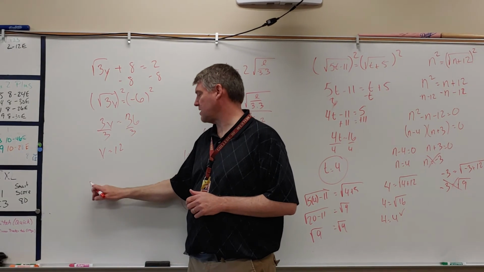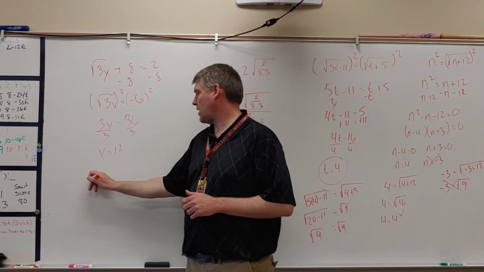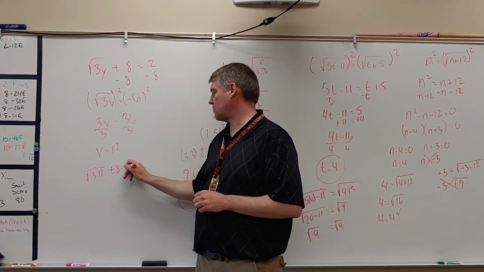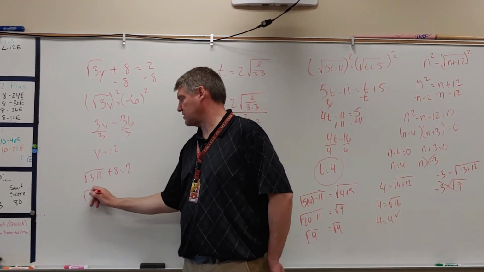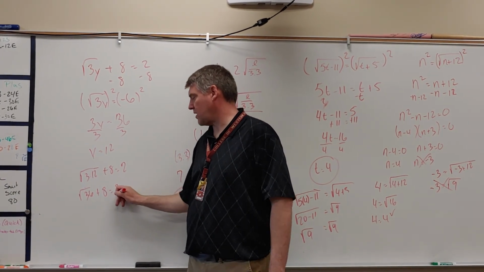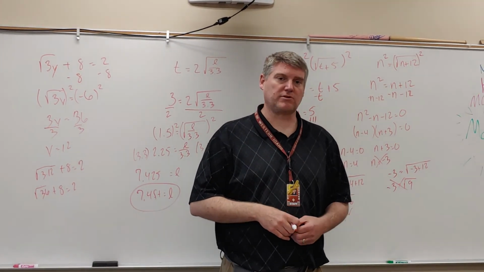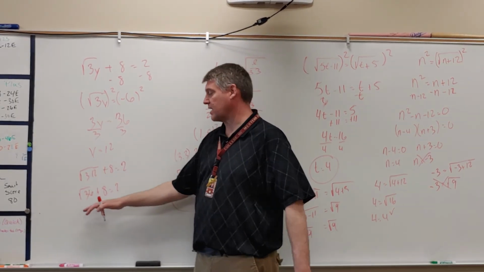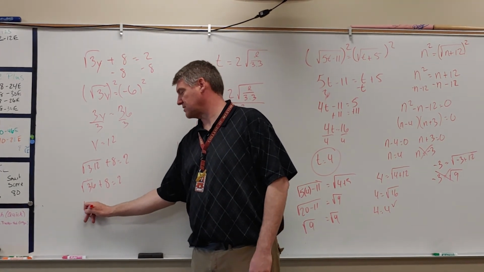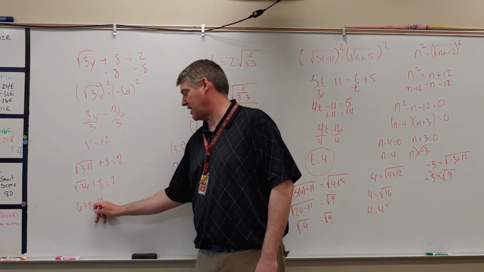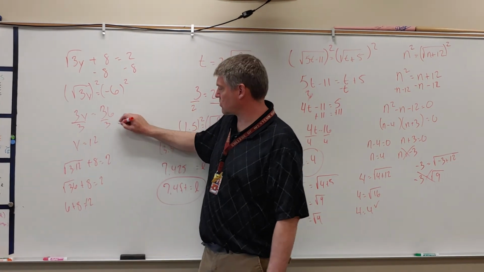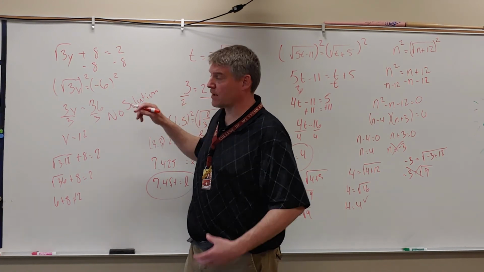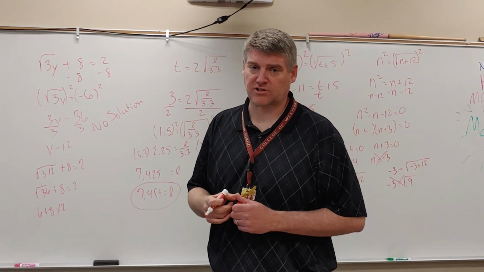Now when I plug this in here, I get the square root of 3 times 12 plus 8 equals 2. Well, this gives me 36. And we were talking about how we only want to take the principal side, or the positive side. So when I take the square root of 36, the only way I can get to 2 is by making it negative. So this ends up becoming 6 plus 8, which does not equal 2. So there is no solution on this. Okay? So make sure you check your answers for those extraneous solutions.